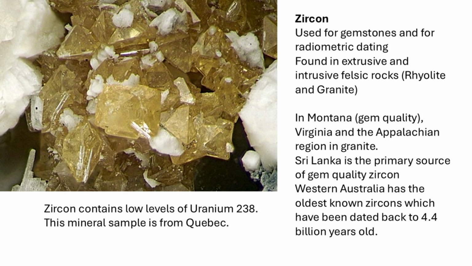You can also find zircon in really several places around the world. It's found in both extrusive and intrusive felsic rocks. So these are the rocks with the high silica content. It's going to be rhyolite and granites. You can find gem quality ones in Montana, Virginia, and the Appalachian region in the granite batholiths. Sri Lanka is the primary source for gem quality zircon, and those are often made into faceted stones and used in jewelry.